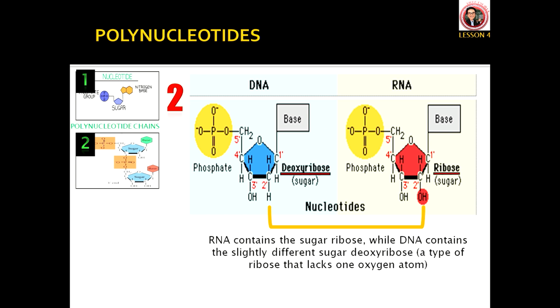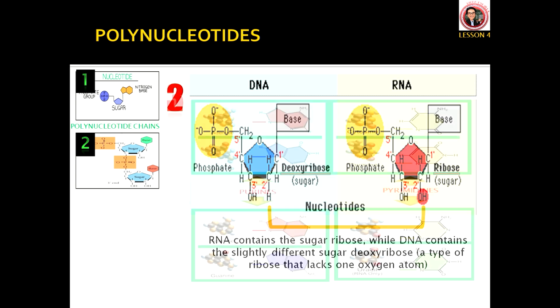RNA contains the sugar ribose, while DNA contains the slightly different sugar, deoxyribose, or a type of ribose that lacks 1 oxygen atom. In other words, deoxyribose has 1 less oxygen atom than ribose.